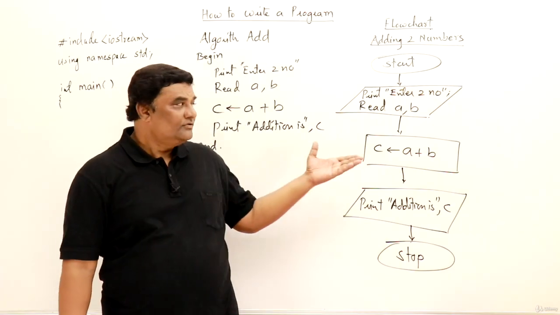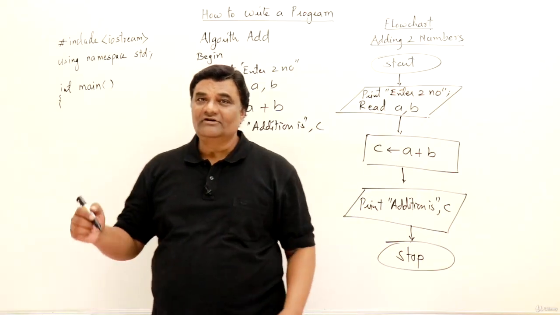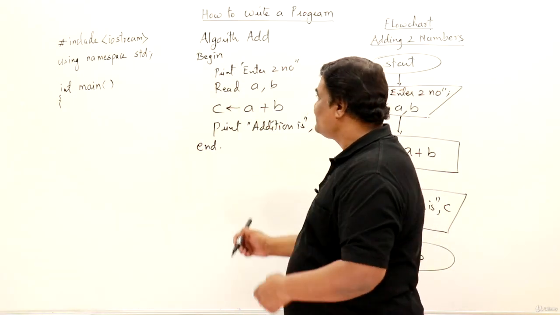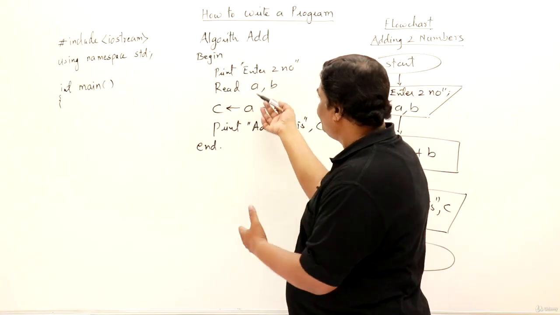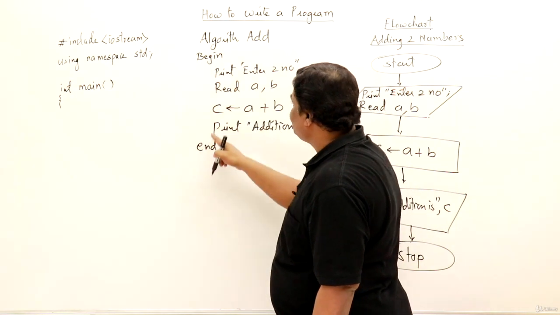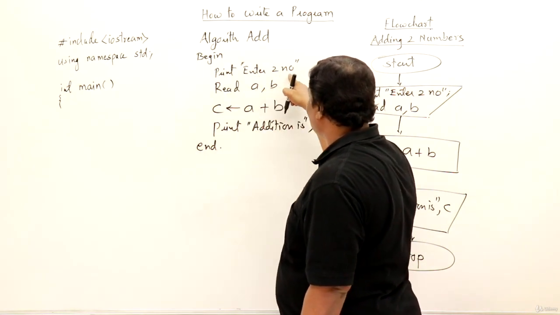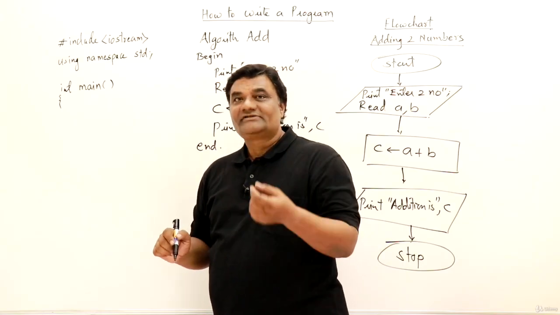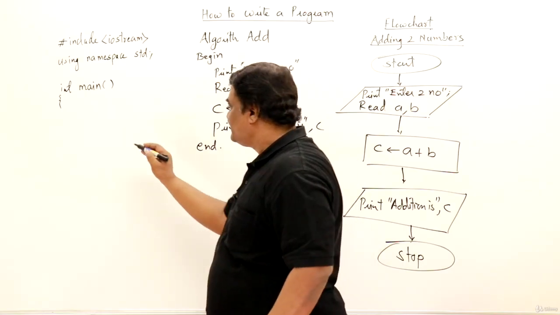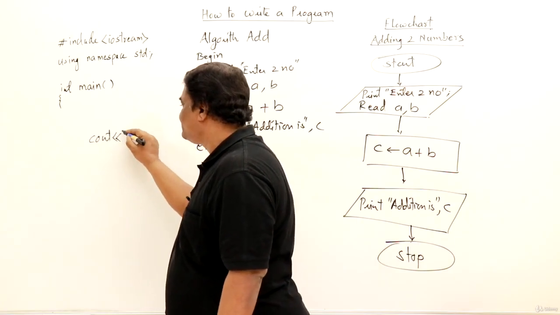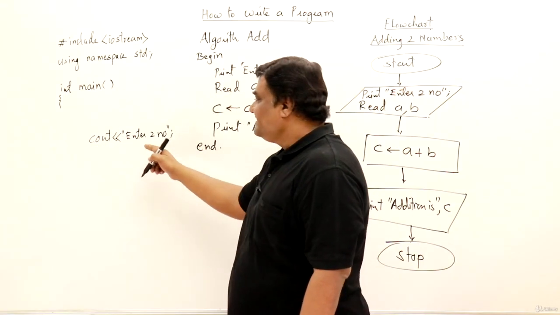Now what do I have to do? Here I have a flowchart, here I have an algorithm. These two things I have to convert. So let us read it. What are the things that I have to do? From the algorithm we'll convert it into a C++ program. See, begin. Inside this, first is print, enter two numbers. How to print anything on the monitor? cout, we know that. So here I will write cout, enter two numbers. This will print this message on the screen.